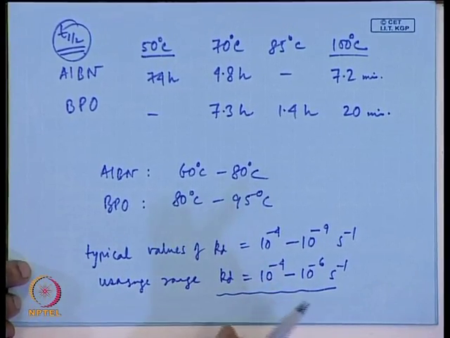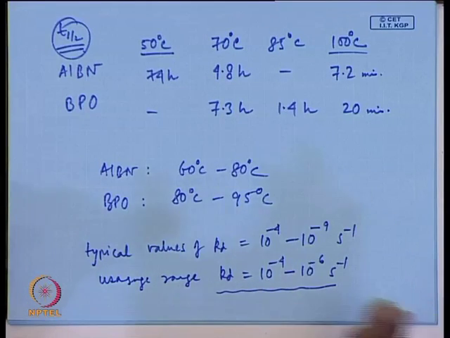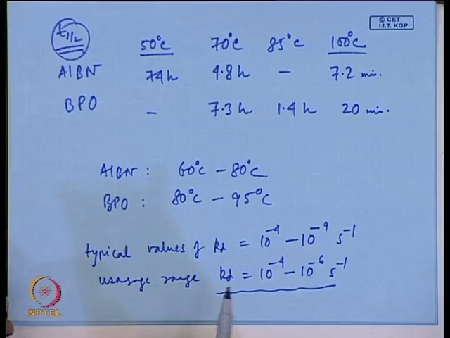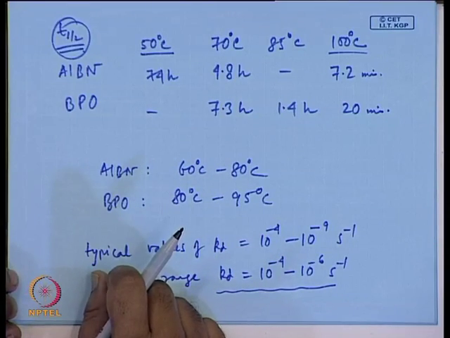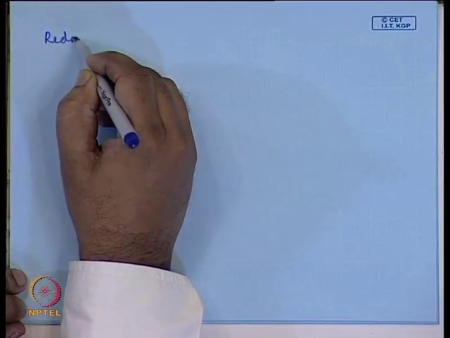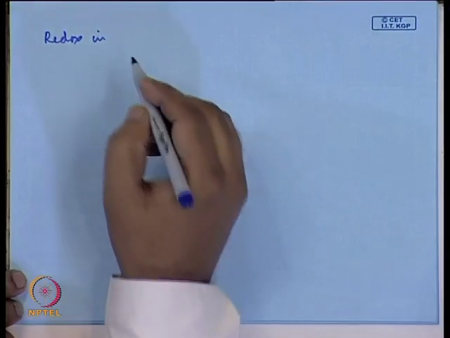So, we now know what molecules are typically used for thermal initiation, what criteria the initiator molecule should meet, and, looking at the t half values at different temperatures, we should choose a temperature and initiator combination for a particular reaction. If you want to do a reaction at a particular temperature, then you should choose an initiator molecule accordingly. Now let us move to another type of initiator, and next let us look at redox initiators.